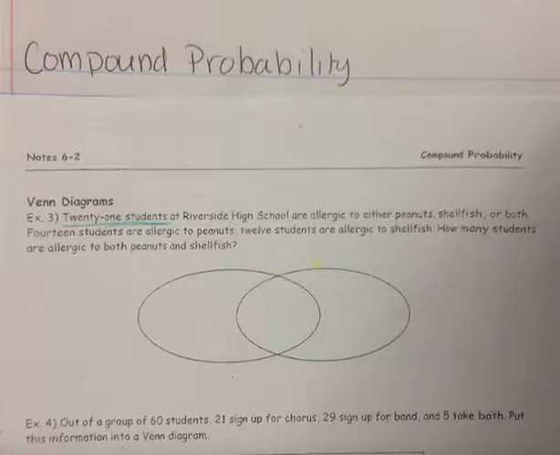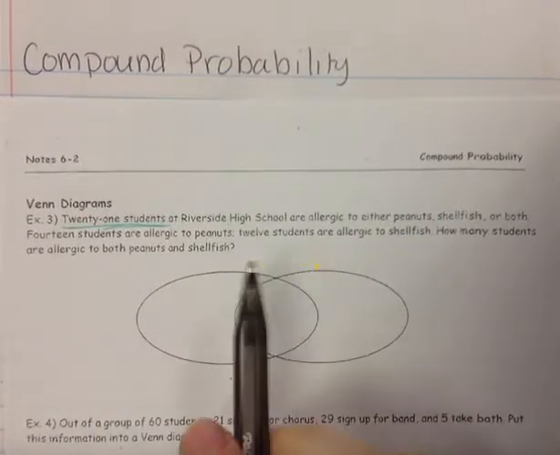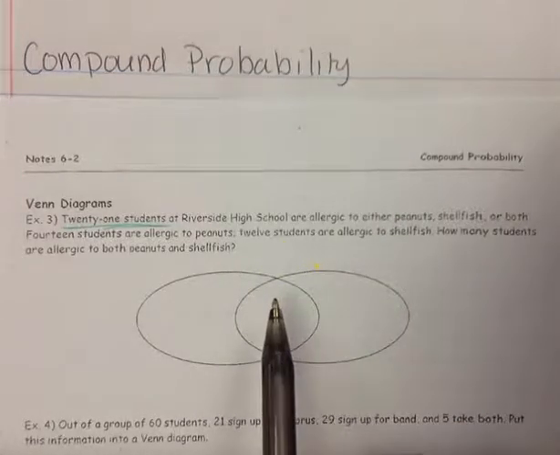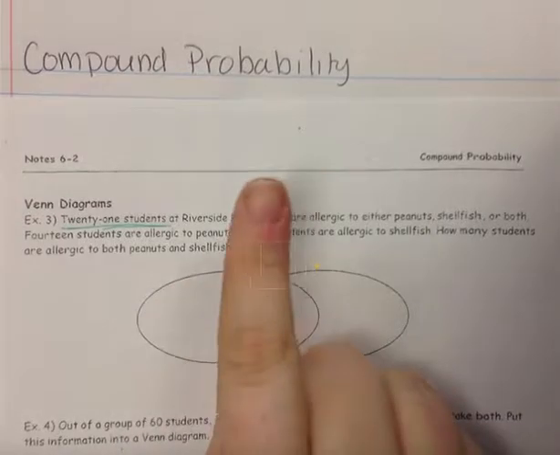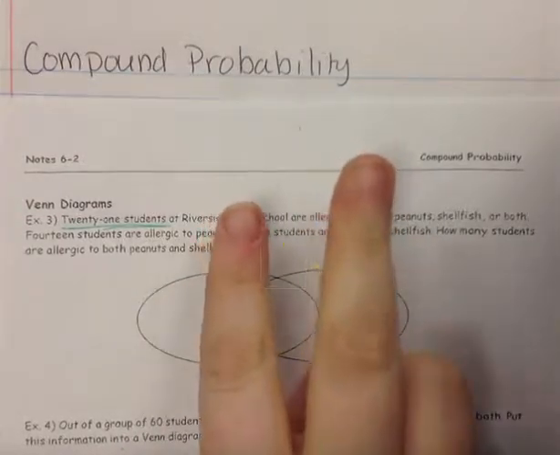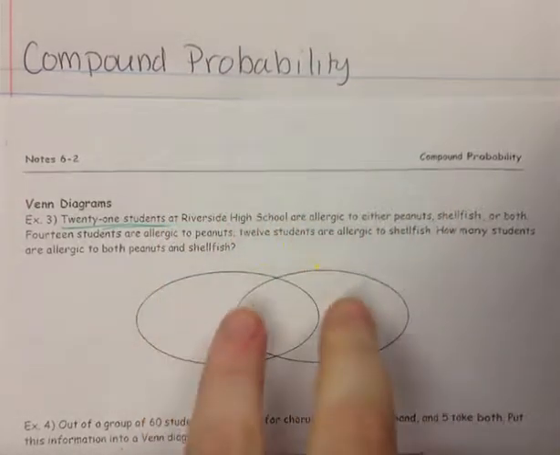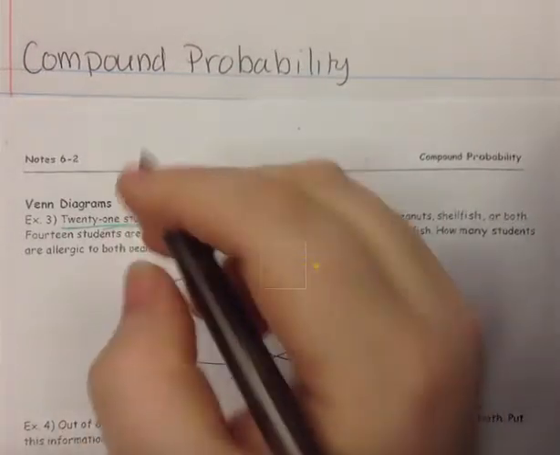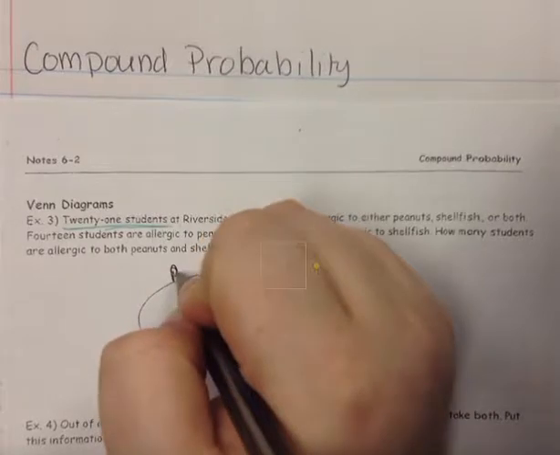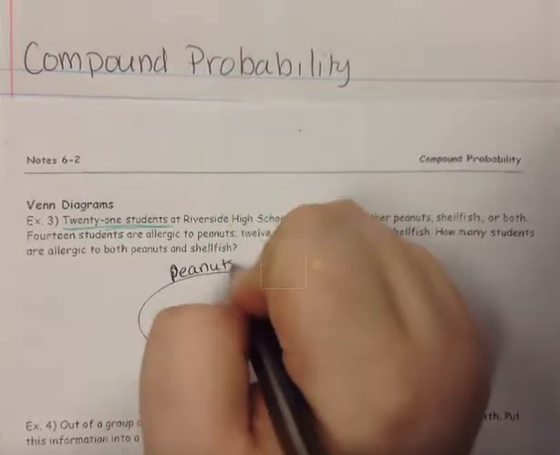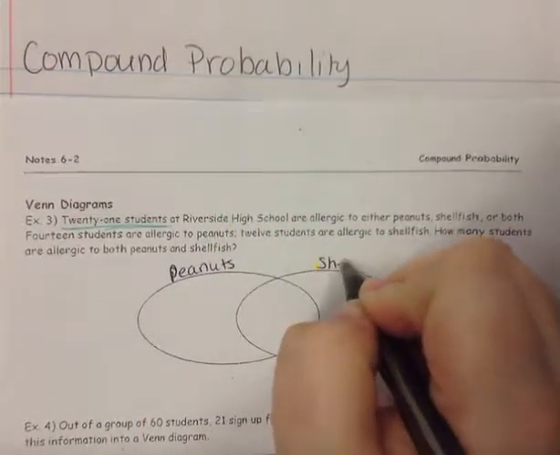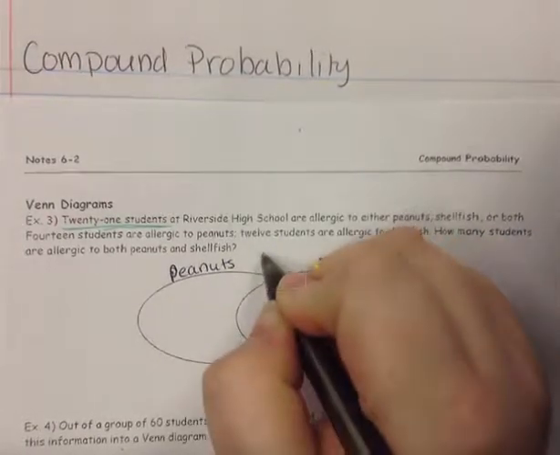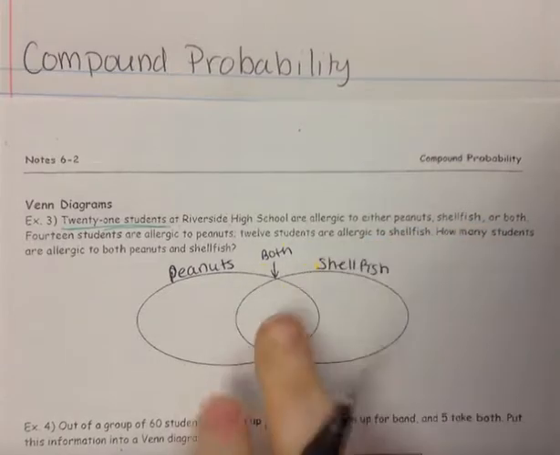So we're going to put in our Venn diagram, we have two circles and they're overlapping slightly. There are three ways you can overlap. You can overlap completely, overlap partially, or overlap none at all. These are overlapping partially, so we're going to have some people who are allergic to both. So we're going to put the people who are allergic to peanuts here, people who are allergic to shellfish here. This means that the people who are allergic to both need to be in the middle.